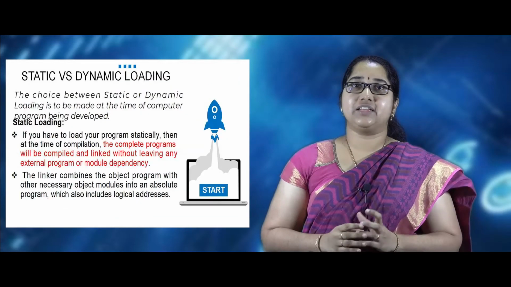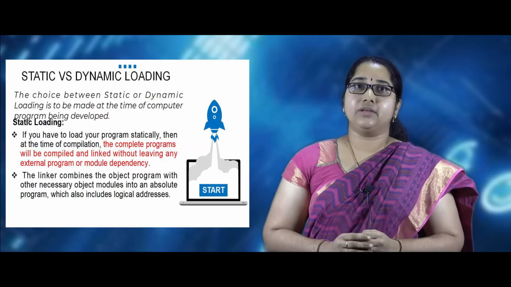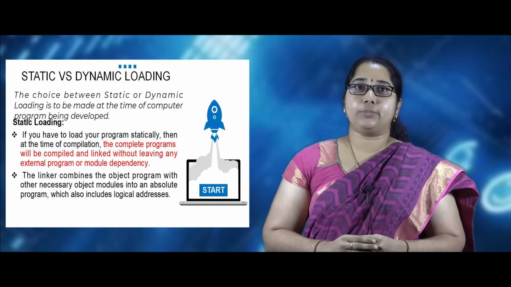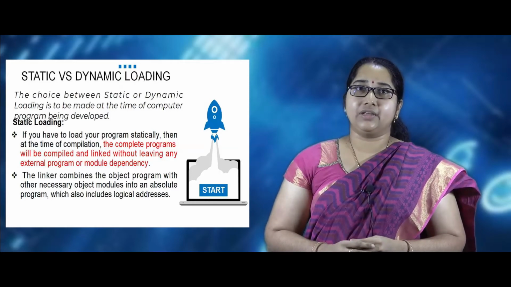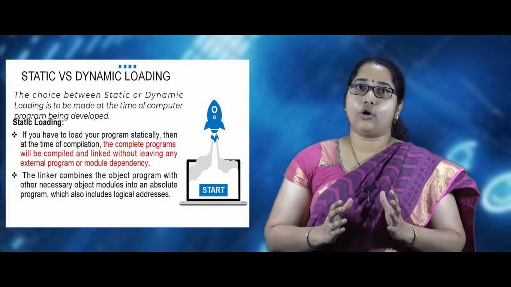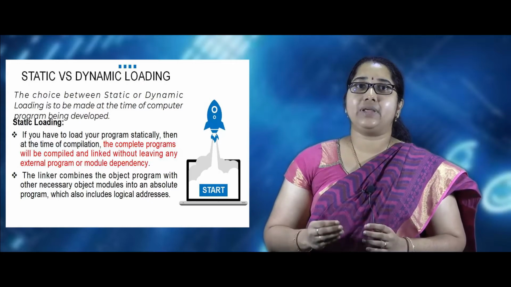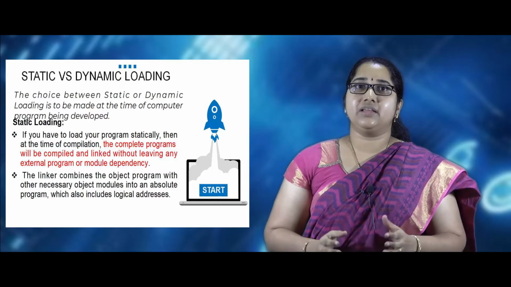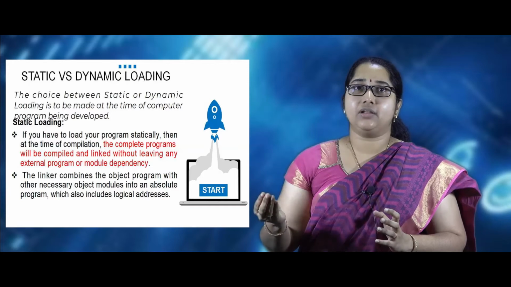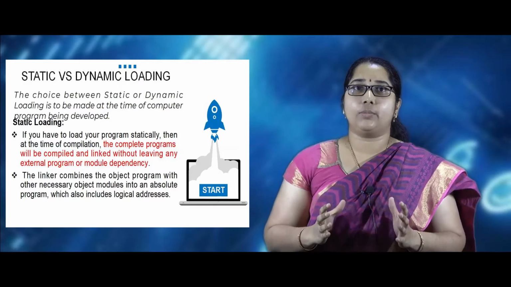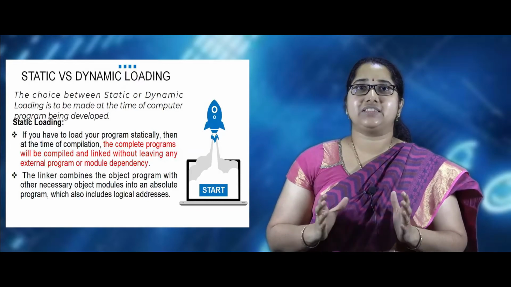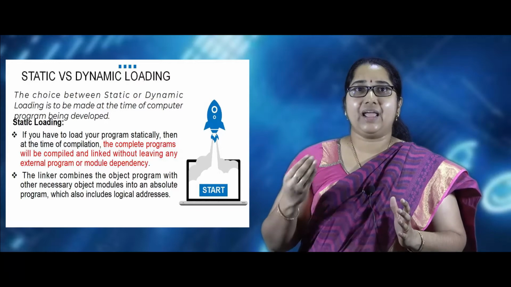Now let us discuss and distinguish between static and dynamic loading. The choice between static and dynamic loading has to be made in the beginning, while developing the computer program itself. Let us see what static loading is. In case of a program being loaded statically, the compiler will compile and link the object program in such a way that there won't be any external dependency. In this case, the linker will link the whole object program along with whatever external objects and programs are required to form a single absolute program along with the logical addresses. While execution takes place, it won't depend on any external programs.